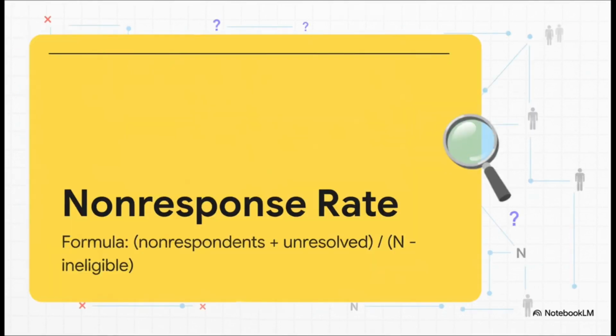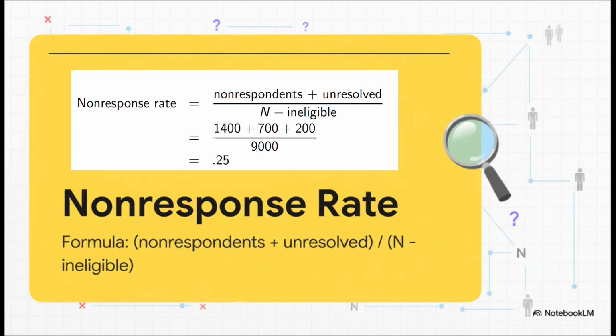So how do we measure this gap? Well, we use something called the non-response rate. The logic here is actually pretty simple. The numerator is all the people we missed, the refusals, the no contacts, and we throw in those unresolved cases just to be safe. And the denominator is our total sample, minus the ones who were never supposed to be in it in the first place, the ineligibles. This gives us the percentage of our real, valid sample that just disappeared.